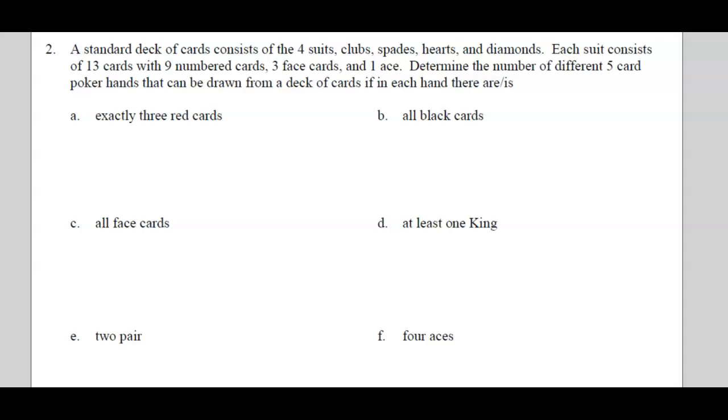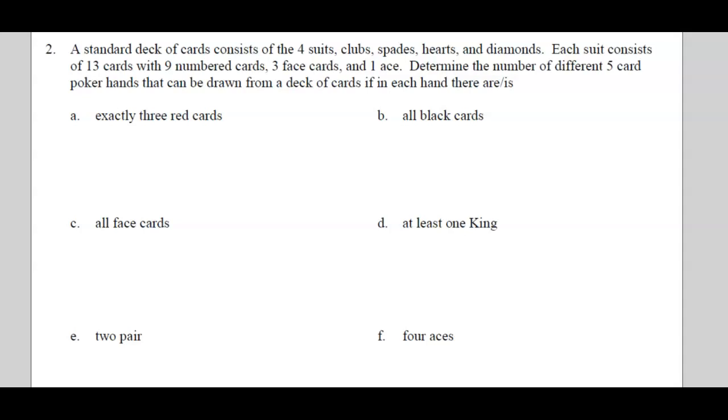So there's 13 different cards in each suit. Depending on whether you consider ace to be high or low, consider it to be a 1. So ace, 2, 3, 4, 5, 6, 7, 8, 9, 10, jack, queen, king. 13 cards. Okay? And 13 cards for each suit.